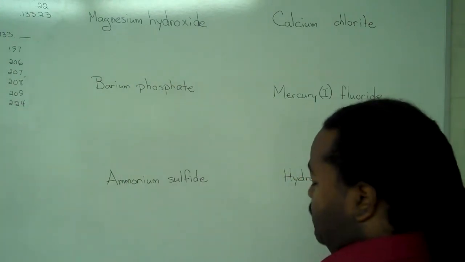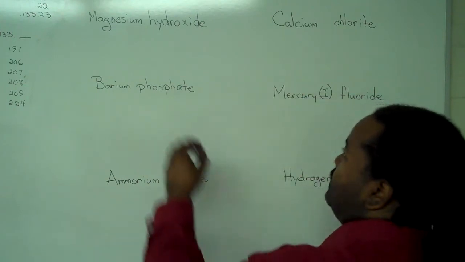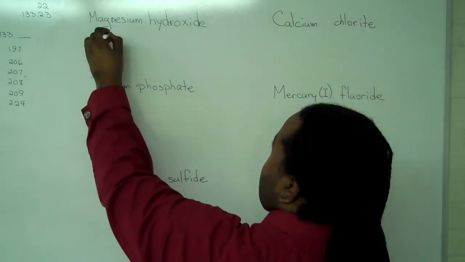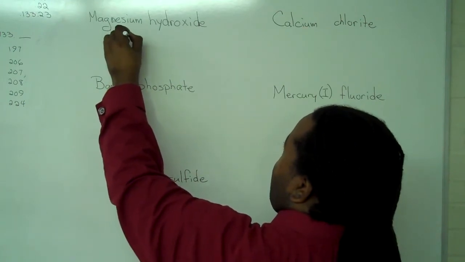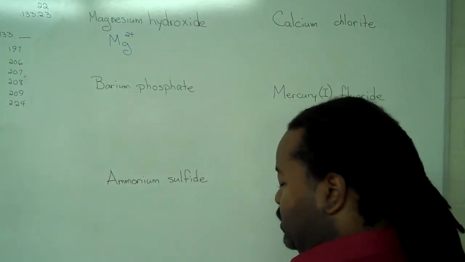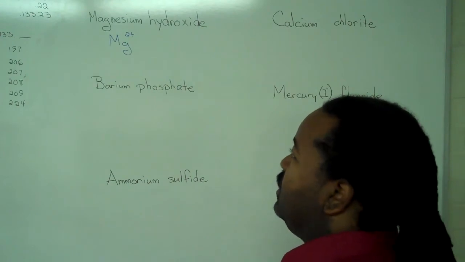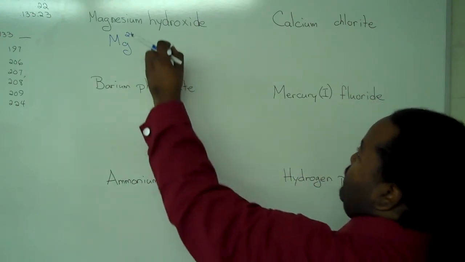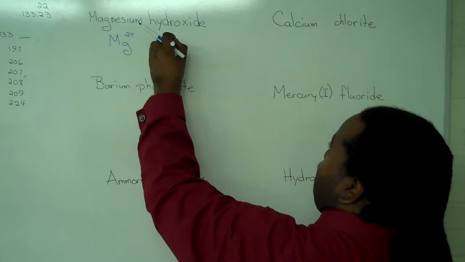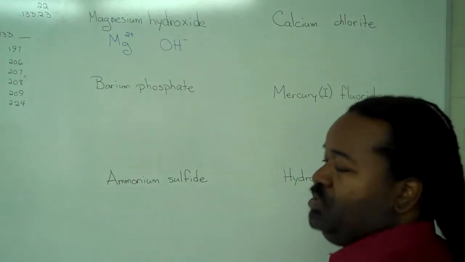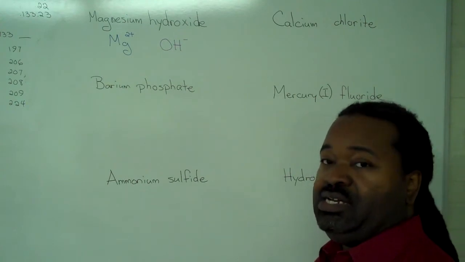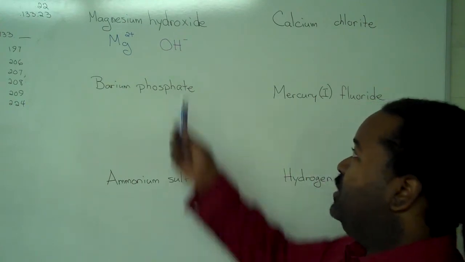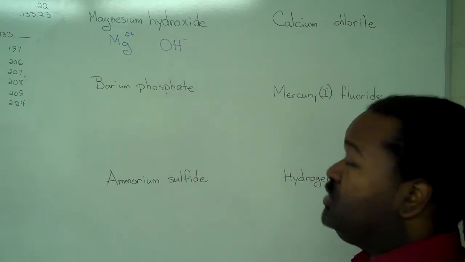So, in our first case, we have magnesium hydroxide. Magnesium forms the positive half, and because it is an element, you can look to the periodic chart and determine that it has a 2+ charge. Hydroxide is something that you must have memorized as OH-. These two atoms combined form the polyatomic ion hydroxide, and it will always appear as such with a negative charge.